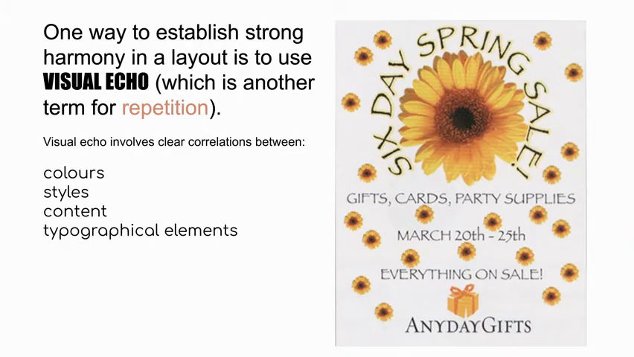Visual echo is a term that some designers use when referring to harmony. And basically, it's just a fancy way of saying repetition. So in other words, as the designer, if you use repetition in your work, you're more likely to have a strong sense of unity. Now, repetition of what? Well, repetition of visual elements. So things like colors and styles, the actual content, even elements like typography. So visual echo or repetition.